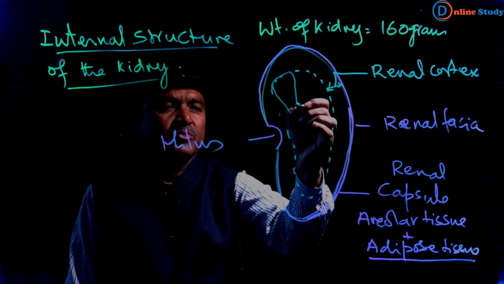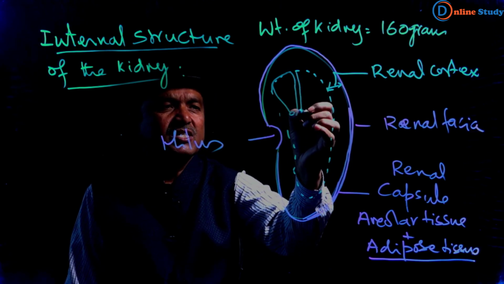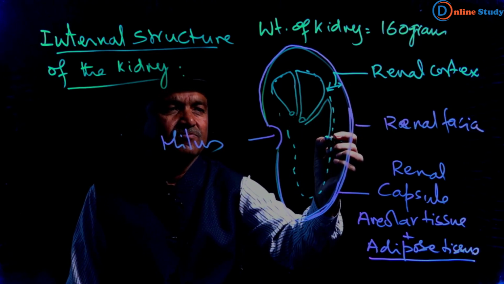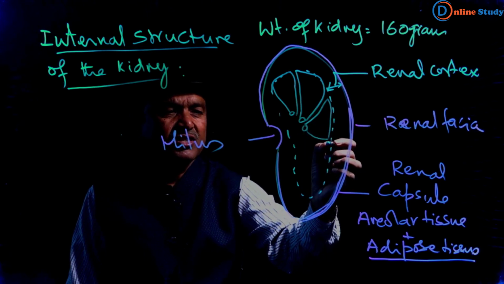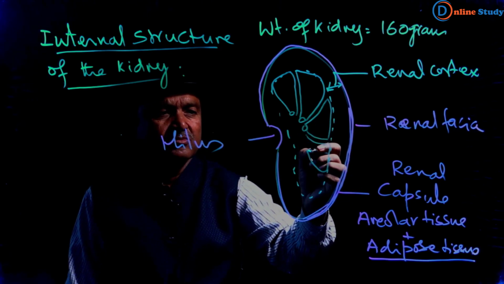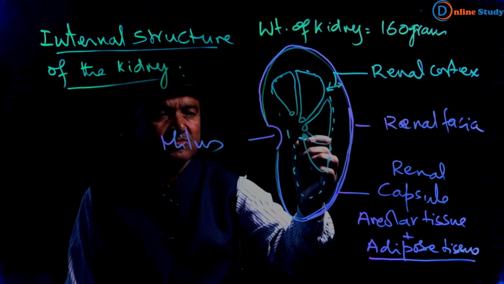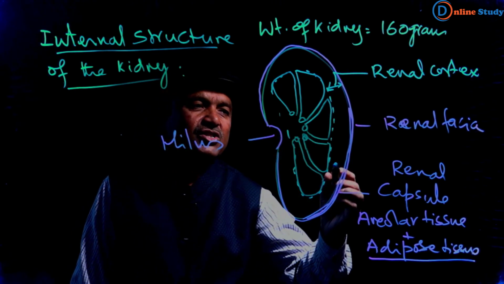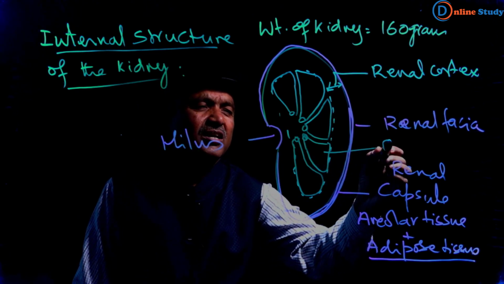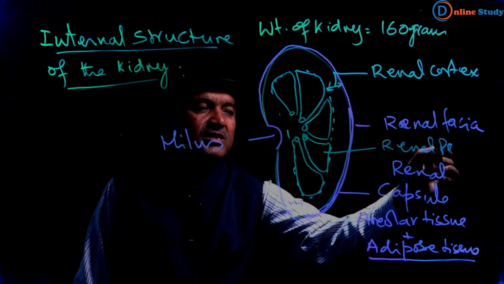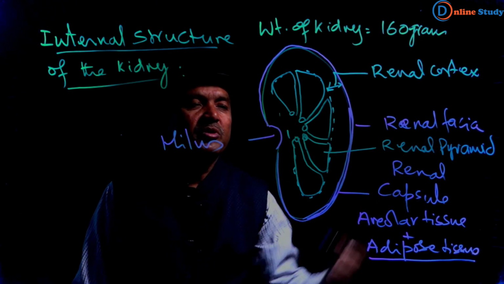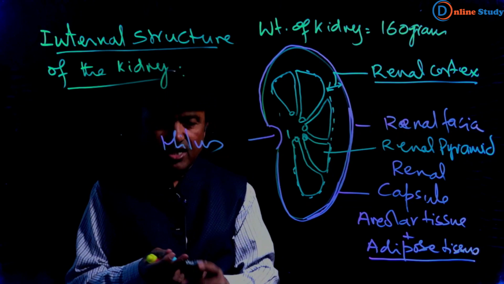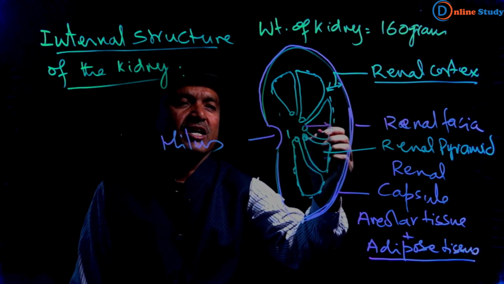This pyramid-like structure is called the renal pyramid. These are called renal pyramids. The outer region is known as the renal cortex, and the inner region is known as the renal medulla.